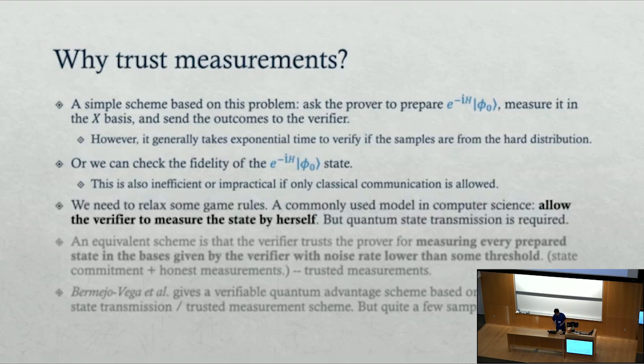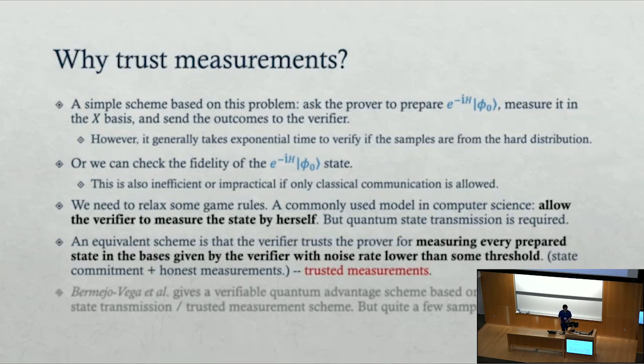So this means that we probably need to relax our game rules. A commonly used model in computer science is to allow the verifier to send or to measure the state by herself. But in this case, the quantum state must be transmitted from the prover to the verifier. But it is very hard for us to imagine this is feasible in the near term, especially for a large number of qubits. So we come up with an equivalent scheme of this state transmission.